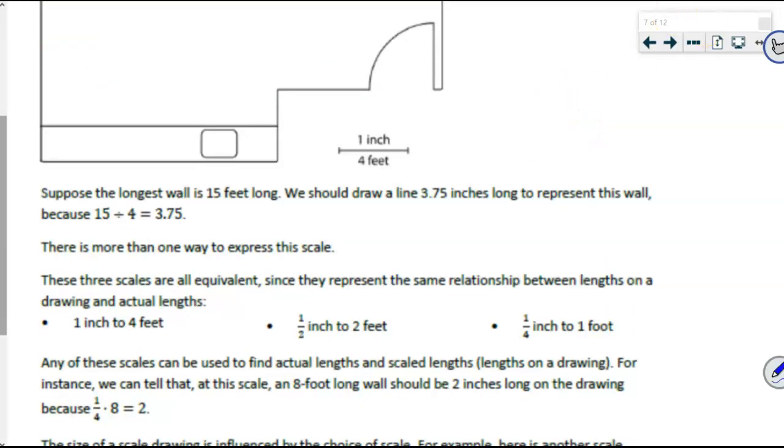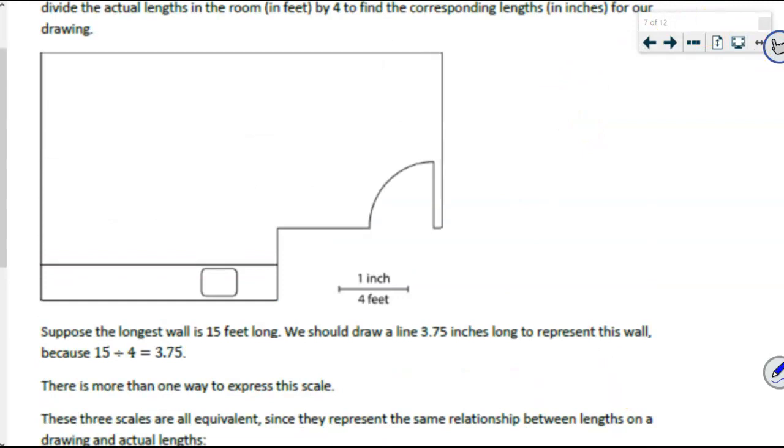So, what does that really mean? That scale is 4 feet to 1 inch. So we say, oh, we can easily change this 1 into a 4 by multiplying by 4. So to go in the reverse, I would just need to do the inverse. We divide by 4. So if I have a 15-foot wall, as we continue to read on, suppose the longest wall is 15 feet long, we should need to divide that by 4, so that we can see the result is 3.75, and our units change from feet to inches as we move to that scale drawing.